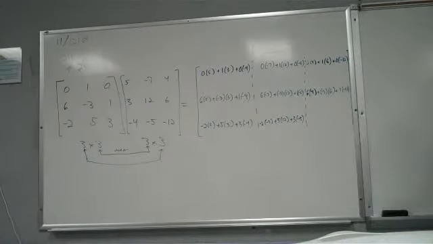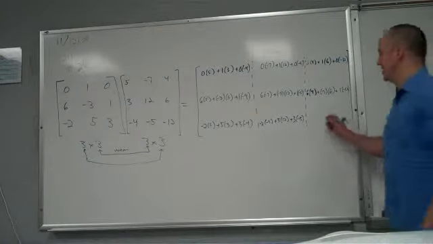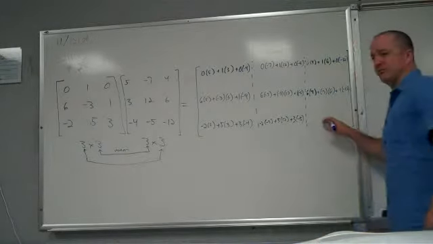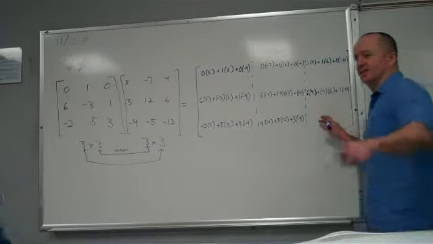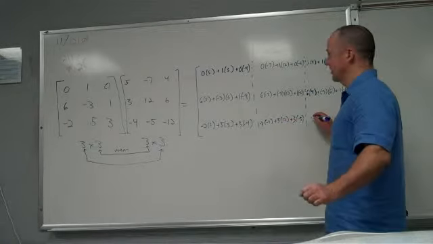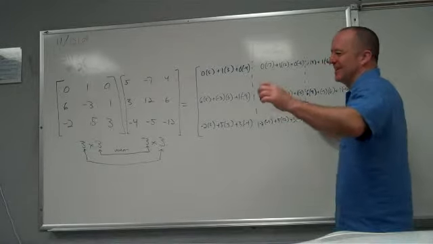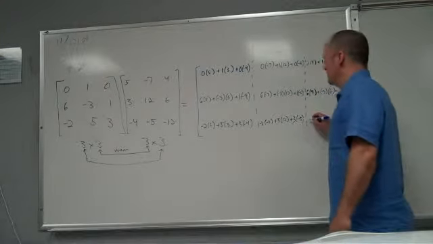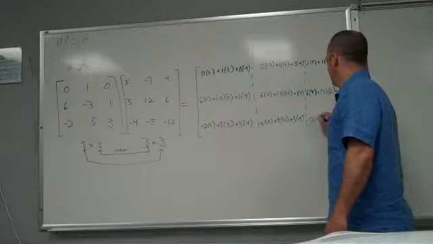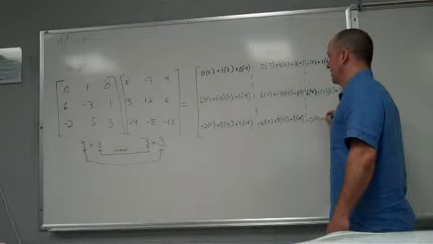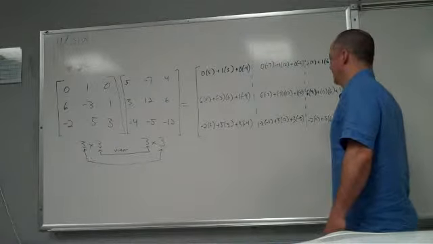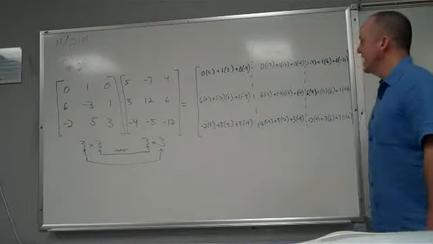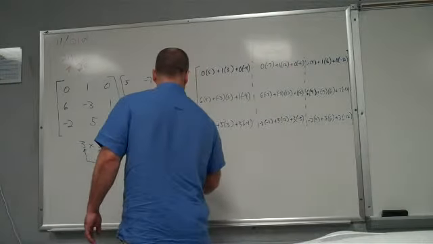Who's going to tell me my row 3, column 3 one? Amanda? Micah, go ahead. Okay, negative 2 times 4, excellent, plus 5 times 6, good, plus 3 times negative 12. Excellent. I think you guys are getting this.